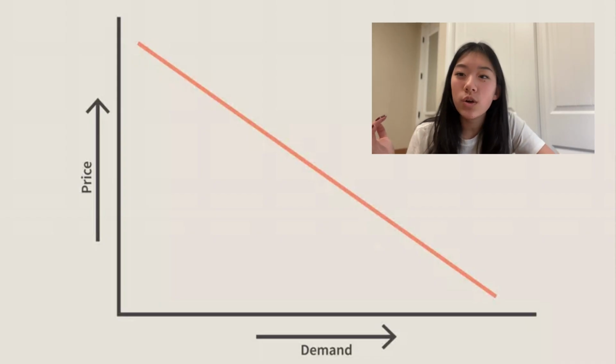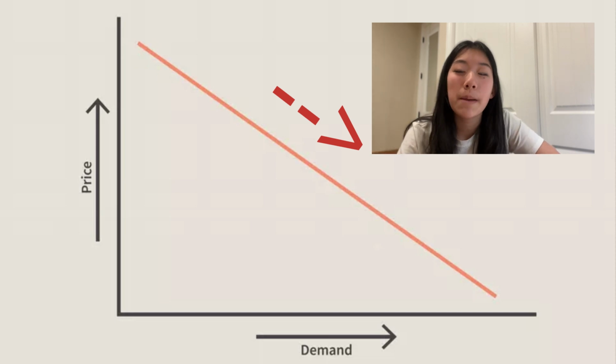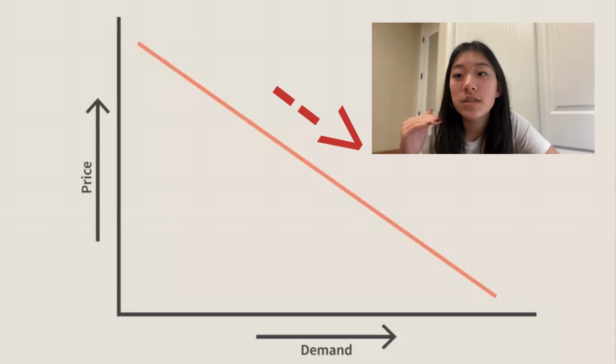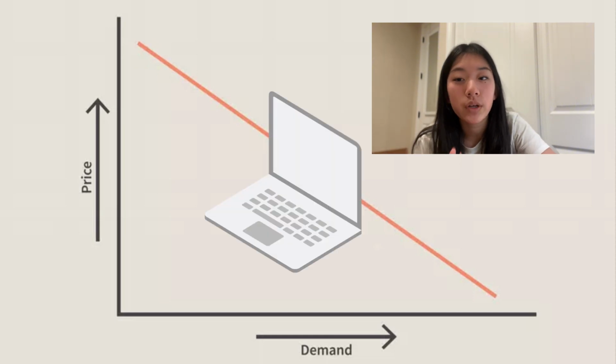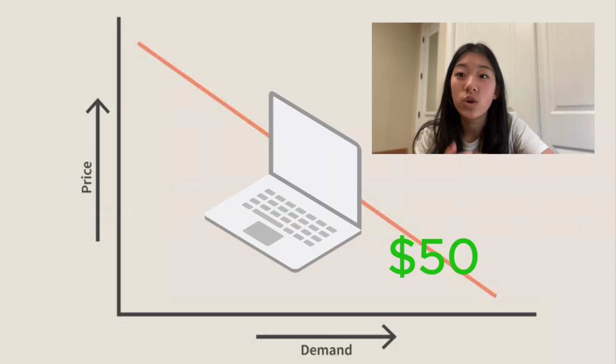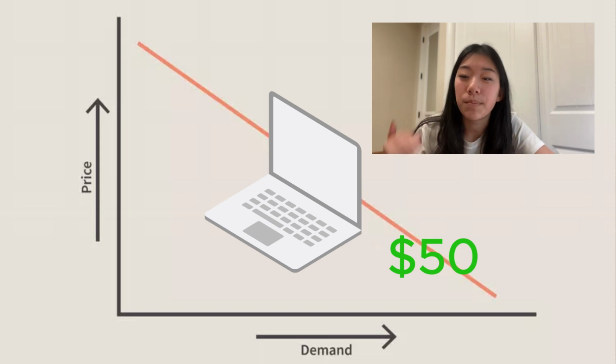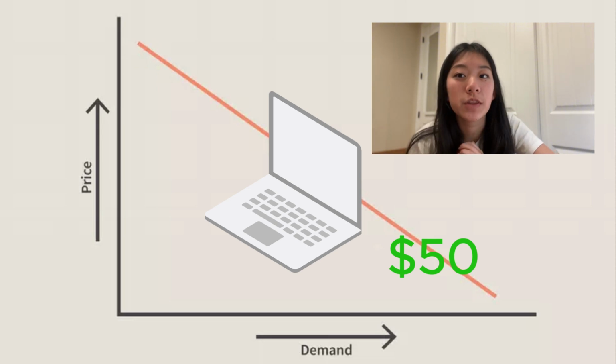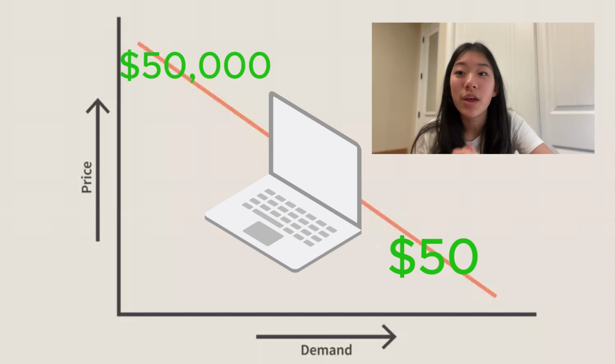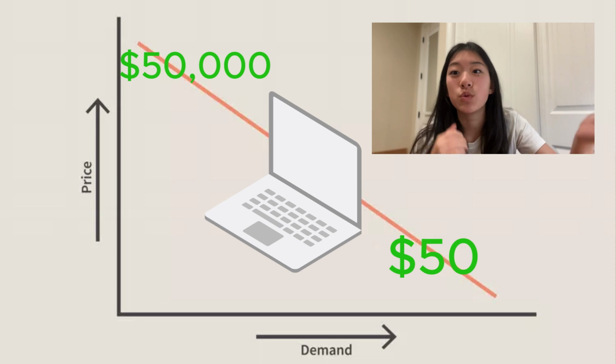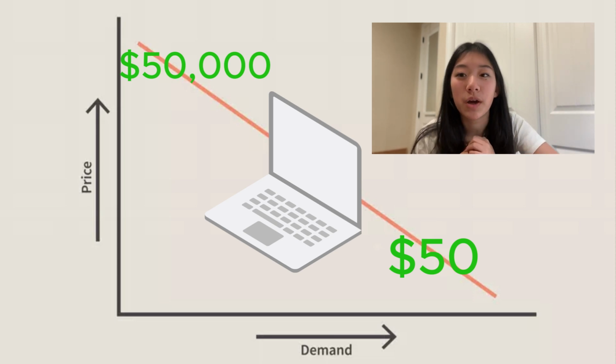This curve has a downward slope because as you increase the price of your product or service, the demand will go down. For example, if you priced a MacBook at, let's say, $50, which is super cheap, this will increase the demand because of the incredibly low price. However, if this MacBook was priced at maybe $50,000, which is super expensive, no one will want to buy this because it's just too expensive.